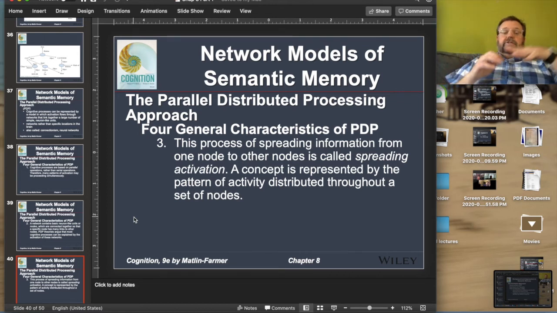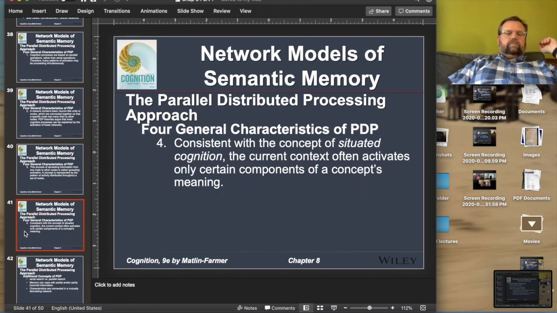And that activation spreads, meaning it spreads to either different nodes in the network or different neural connections over time. Finally, fourth, this is consistent with the concept of situated cognition, such that the current context often activates only certain components of a concept's meaning.